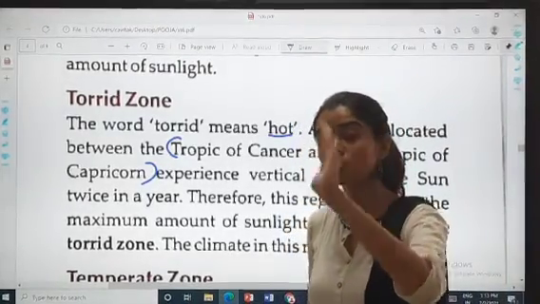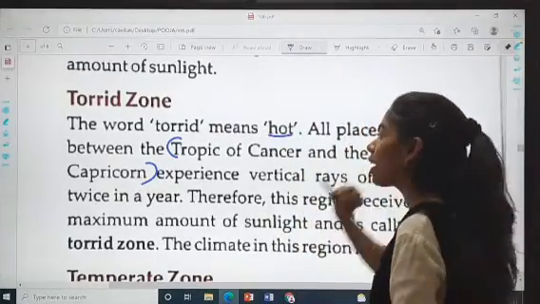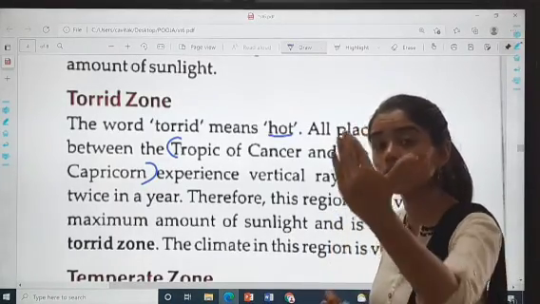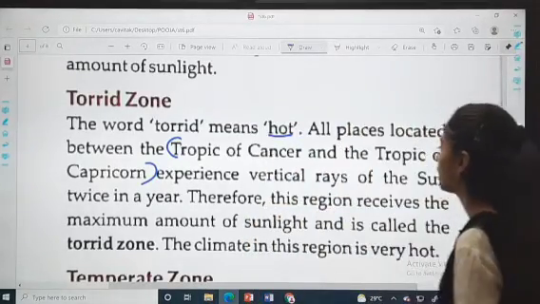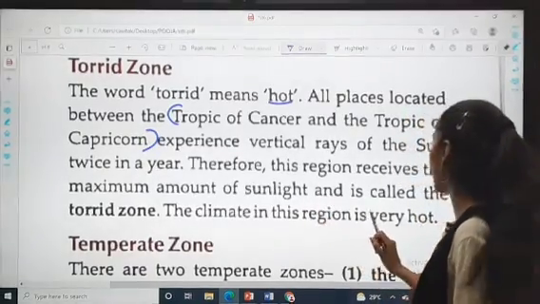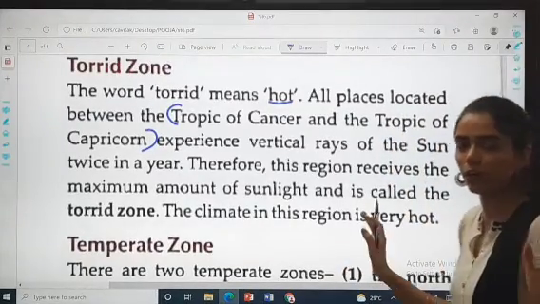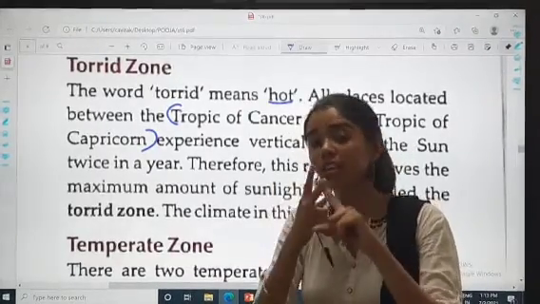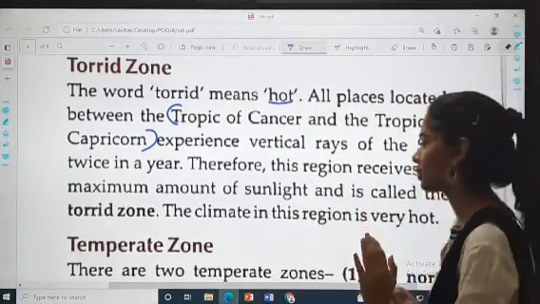Vertical means totally straight. That is why, how is the weather? It is very hot. ऐसी area में, that is the torrid zones, what is it? That they receive the sun rays vertically, straight. So how's the weather? It is very hot. Okay, therefore this region receives the maximum amount of sunlight and is called the torrid zone. The climate in this region is very hot. So how you have to remember? The word torrid means hot and they receive vertical sunlight. So naturally the climate over there is very hot.